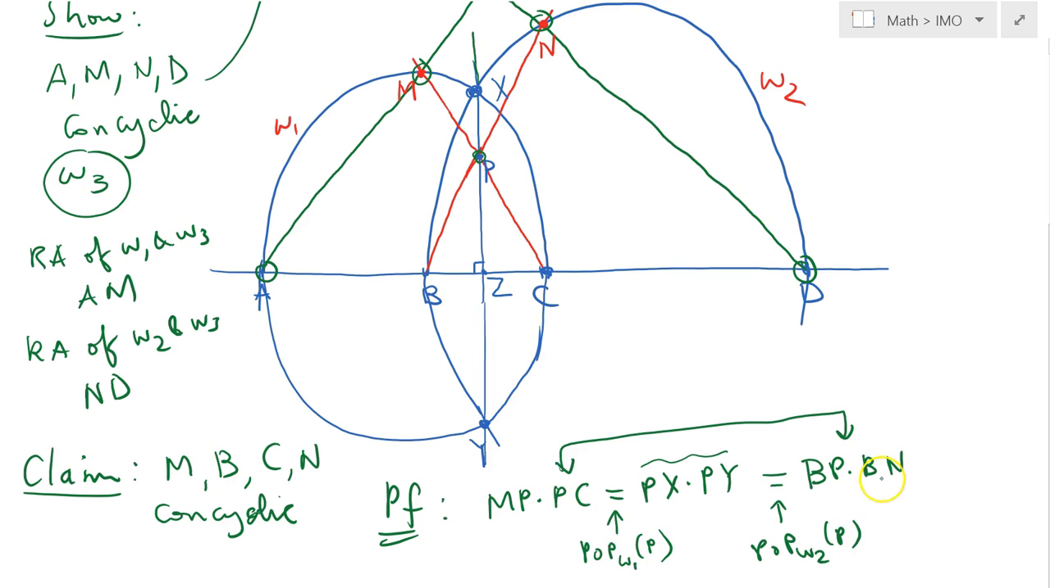Typo, it's BP times PN, not BN again, sorry for that. So let's just erase this, BP times PN. This is the power of point P with respect to circle omega 2. But now this immediately gives us the desired result that M, C, B, and N are concyclic by the converse of the power of a point theorem. And this will help me in terms of the angle chasing that I need.